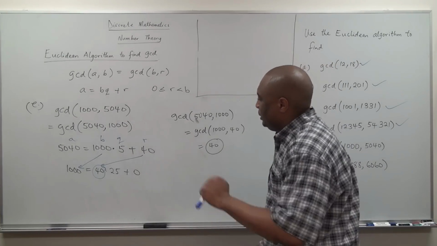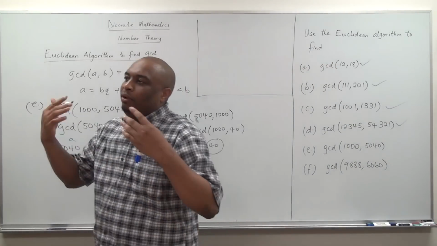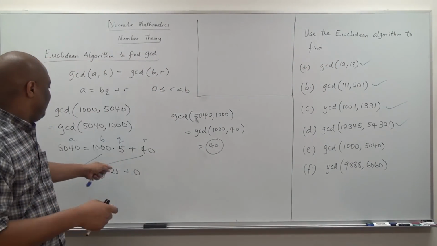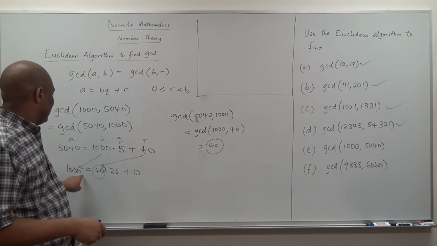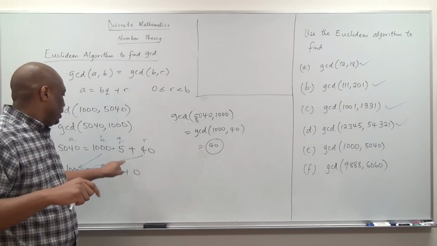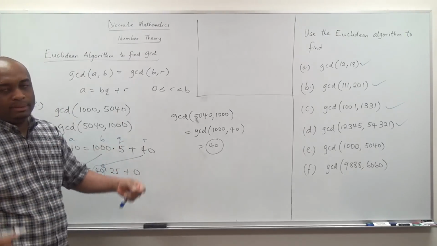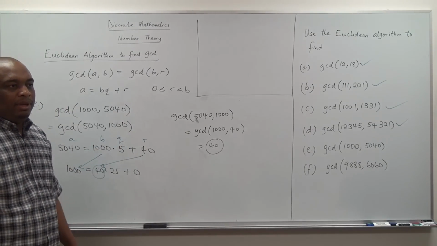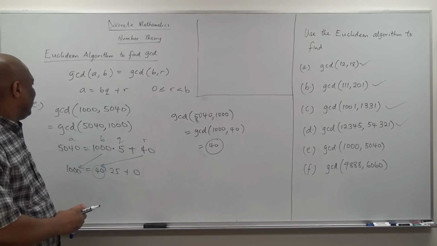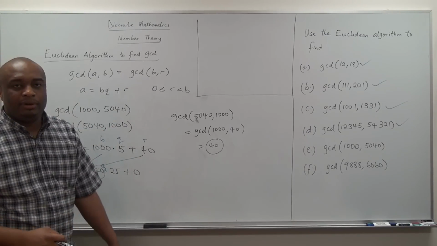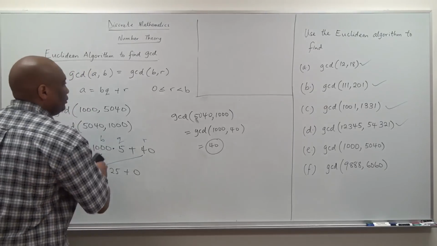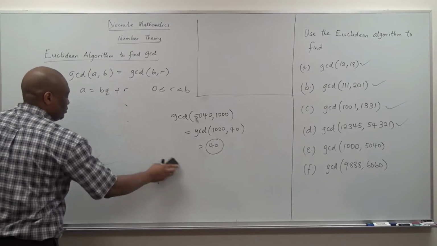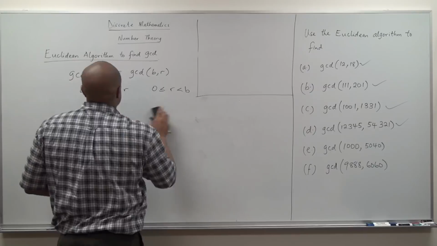Now, when you have a multiple, 1,000 is a multiple of 40, and you know that it's going to give you 0, it becomes evident that the greatest common divisor of both of them is 40. Alright, the next one. This one was pretty quick.